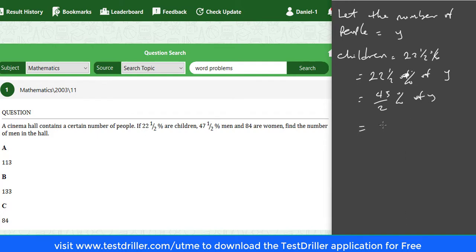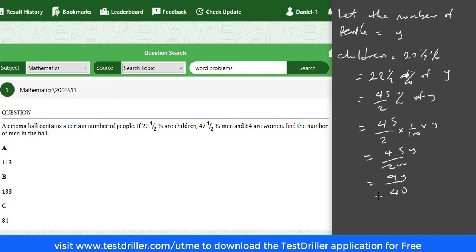So let's convert our percent into a fraction. You just divide by 100, right? So that means you have 45 over 2 times 1 over 100 times y, if you want to remove the percentage. So that can be written as 45y over 200. You can simplify further by dividing both by 5, which will give you 9y over 40. So this is the number of children.